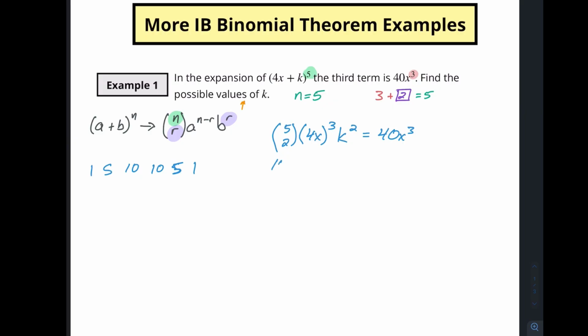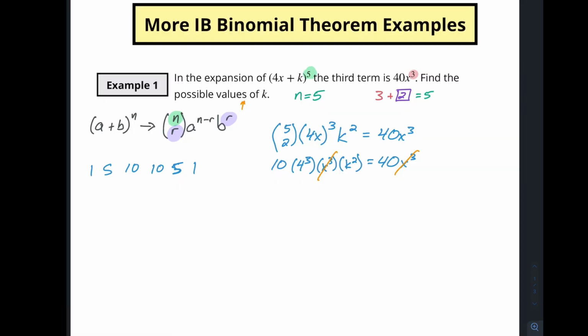So that's going to be 10 times 4 cubed times x cubed times k squared, all equal to 40x cubed. Because I'm really trying to find the k value, and I already see that I've got my x cubed on both sides, I really don't need to worry about those. So I'm just going to knock those out and focus on my numbers. Or you could say you divide both sides by x cubed and get rid of them that way. Either way, it doesn't matter.